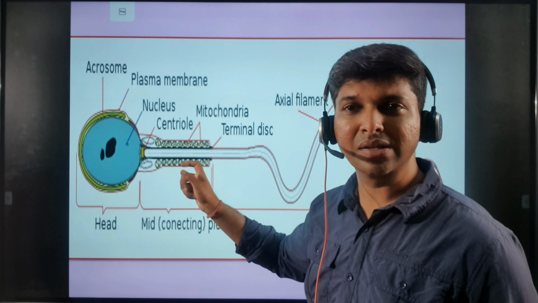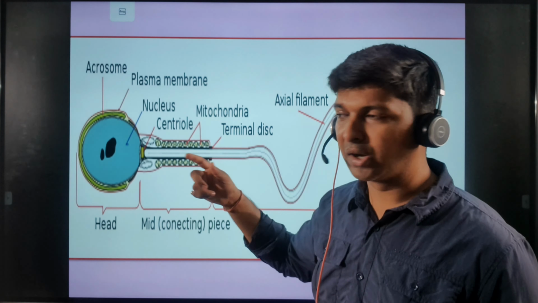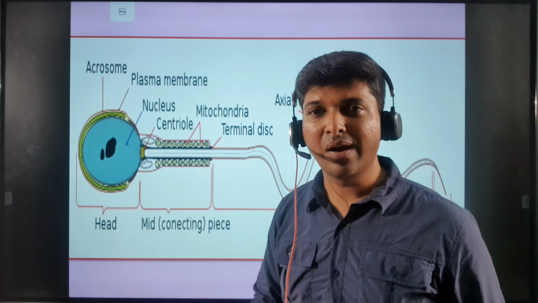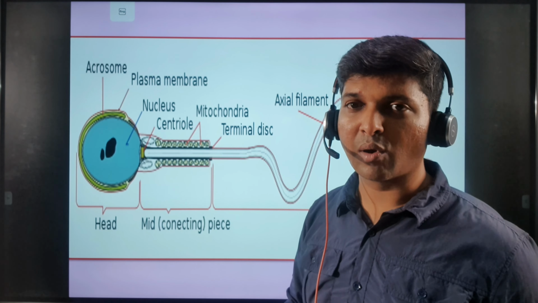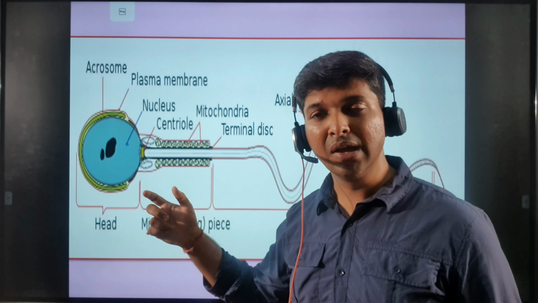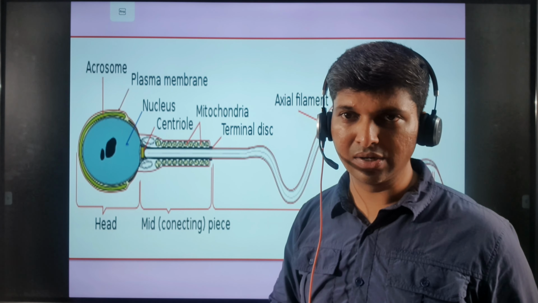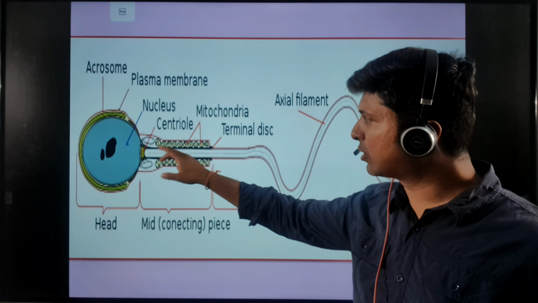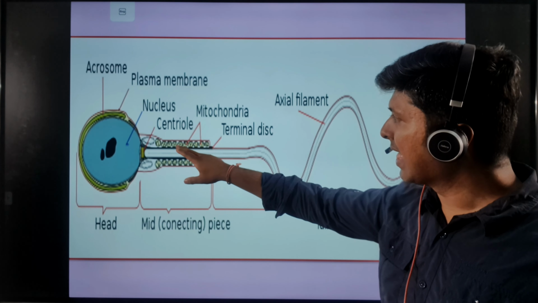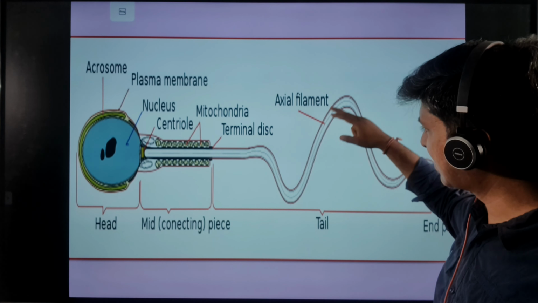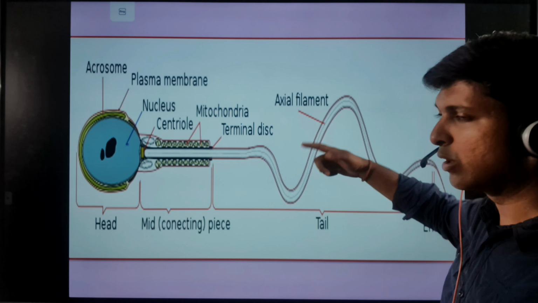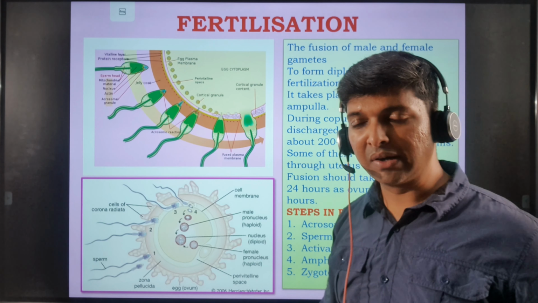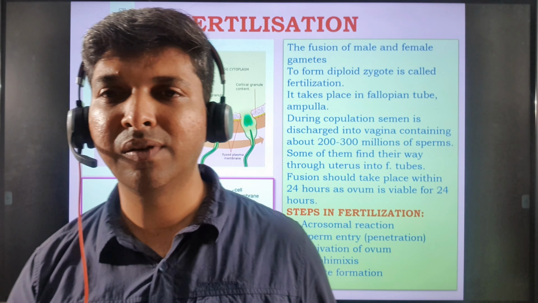The middle piece of the sperm has the mitochondria, which is going to provide energy for the whip-like movement. The tail provides the whip-like movement, and this energy is provided by fructose. In all cells of our body utilize glucose, but the sperm cells utilize fructose as a source of energy and not glucose. Then here we have the centriole, the mitochondria, which is the energy house of the cell, then the terminal disc, and finally the axial filament and the tail, the end piece, which performs the whip-like movement.